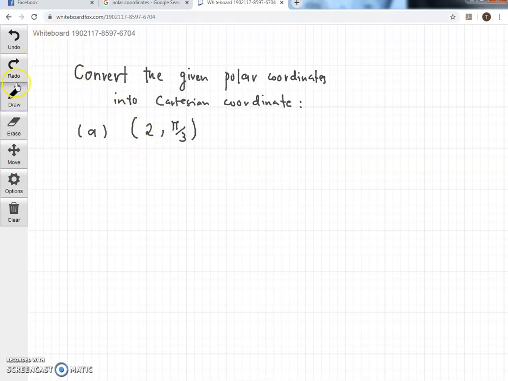So here we already know that the polar coordinates are given by the system of r and theta. We are going to change it into our Cartesian coordinates, which is x and y. So we are going to take the given r and theta, and we want to change it into the same thing, but in terms of the x and y system.